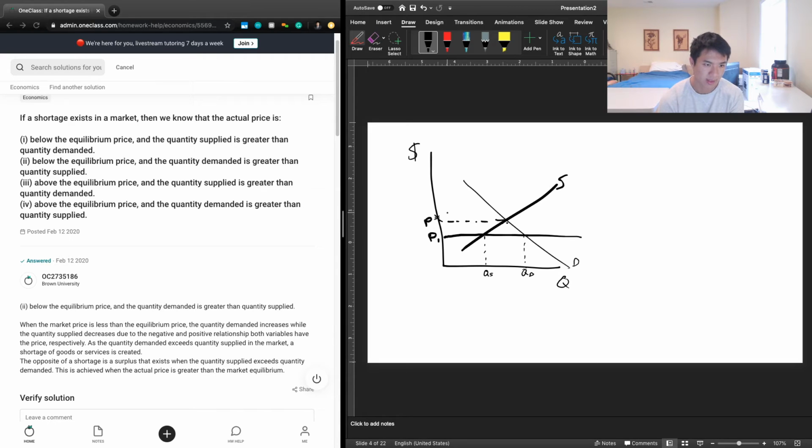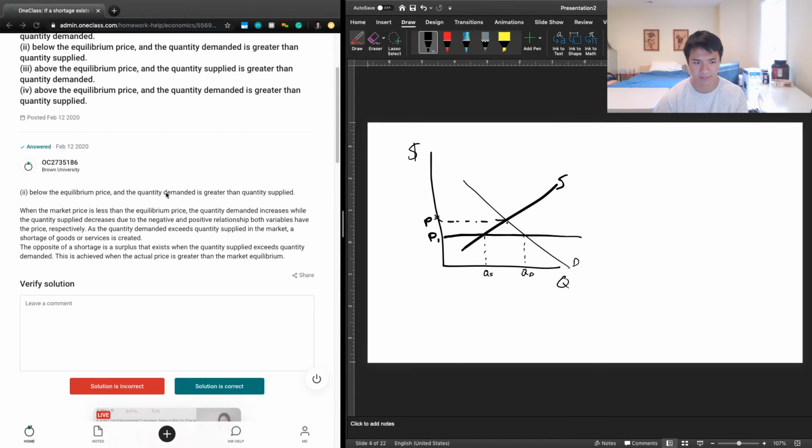And it says, so A is not right. And number 2 says below the equilibrium price and the quantity demanded is greater than quantity supplied. That is the case that we're looking for. And so we can just make sure none of the other answer choices are right. And 3 and 4 both say above the equilibrium price. And we already know that for a shortage to exist, it has to be below the equilibrium price. So it's not going to be 3 or 4. I'm pretty confident that number 2 is the right answer, and that's what we'll end up choosing.